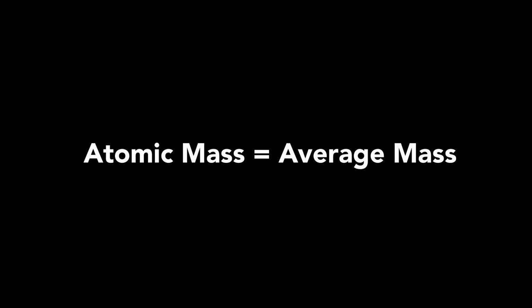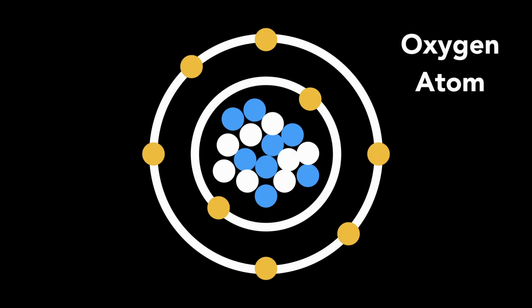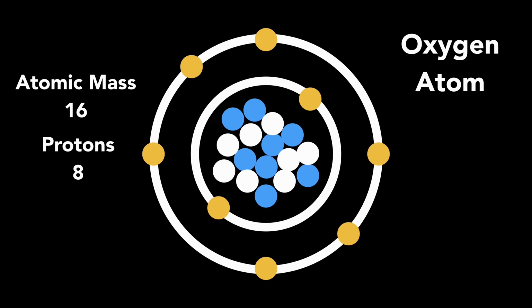Atomic mass is the average mass of an atom. More specifically, the total number of protons and neutrons in an atom. Let's take an oxygen atom for example. Oxygen's atomic mass is 16 and contains 8 protons. Minus off 8 from 16 and you'll get 8 neutrons. All of those numbers correlate with one another and can be calculated based on one another.